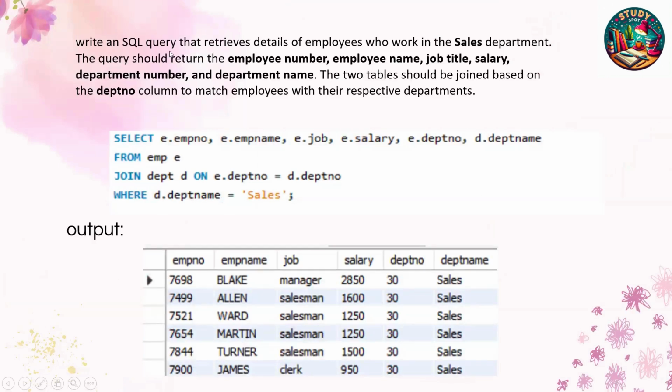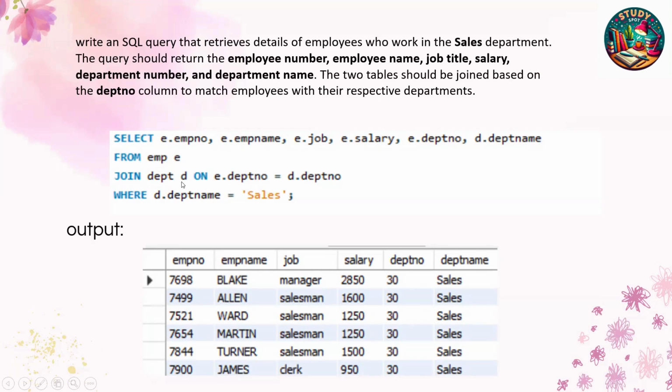Write an SQL query that retrieves details of employees who work in the sales department. The query should return the employee number, employee name, job title, salary, department number, and department name. The two tables should be joined based on the department column to match employees with their respective departments.